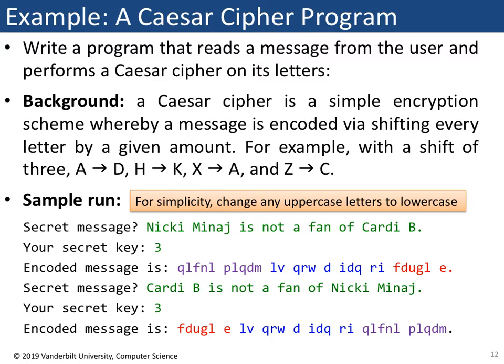In this case, Nicki Minaj is not a fan of Cardi B. And the secret key is 3. The result is the following encoded message. And you can't read it, but there it is. So all that was done to this was incrementing each letter along the alphabet by 3. And we're able to decode it by decrementing each of those letters along the alphabet by 3.